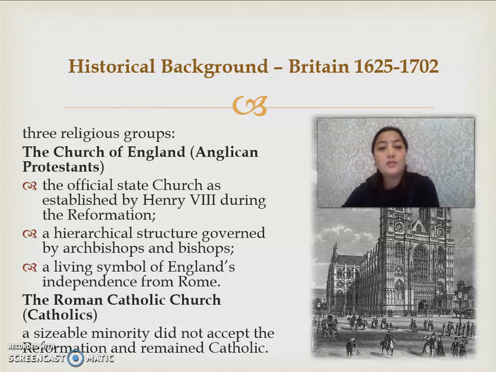It was the official state church established by King Henry VIII during the Reformation. It was a hierarchical structure governed by archbishops and bishops. The Church of England was a living symbol of England's independence from Rome. The second religious group is the Roman Catholic Church. It was represented by Catholics. It was a sizable minority which didn't accept the Reformation and remained Catholic.